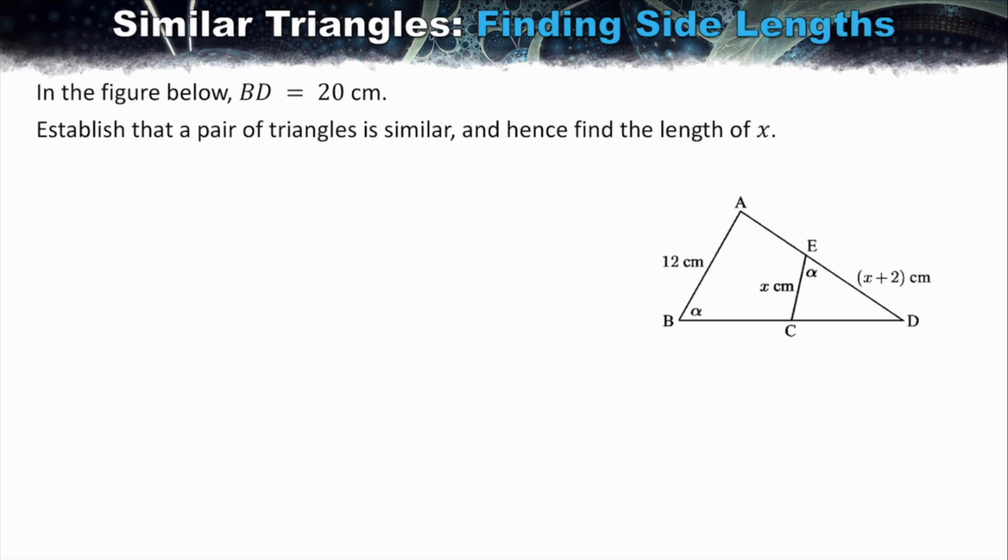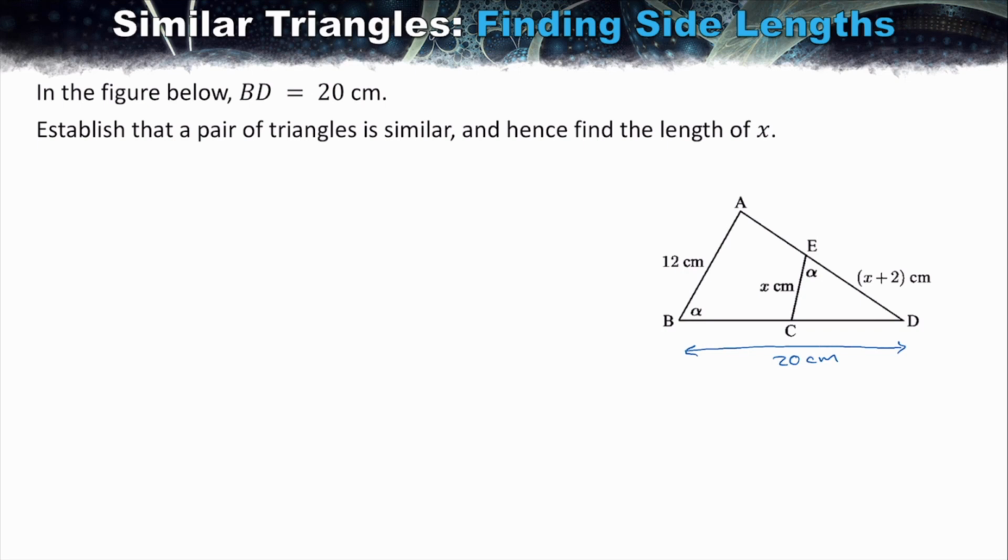So it's saying in the figure below, the length BD is equal to 20 centimeters. So that's just saying that this length here all the way across is 20 centimeters. So we can just add that to our diagram so that way we don't forget it. We need to establish that the pair of triangles are similar. So the two triangles I can see we've got here is the larger triangle ABD and the smaller triangle CDE. So we've got to establish they're similar. We don't know that they are yet, and we hence need to find the length of X.